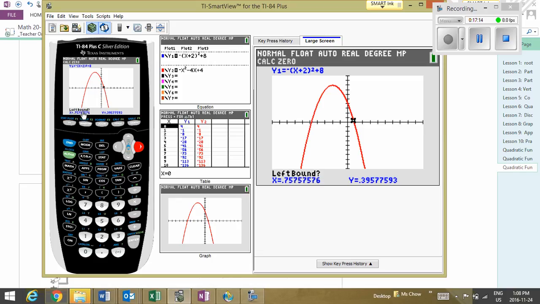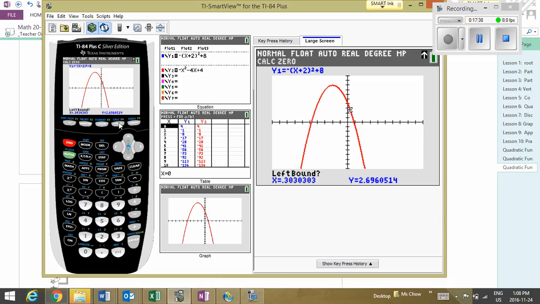So when it asks you for that left boundary, then put in what that left boundary is, or move your cursor to the left boundary. So don't attempt to use trace in order to find what the intercept is. The other thing, we calculated the y-intercept algebraically by substituting in x equals 0. Your calculator can do that for you as well.